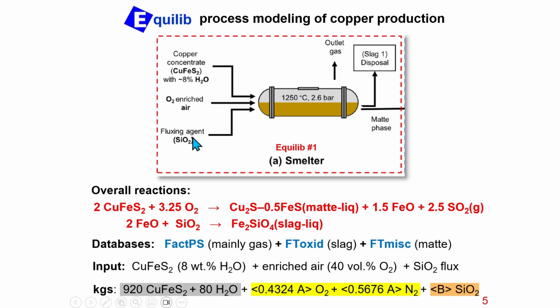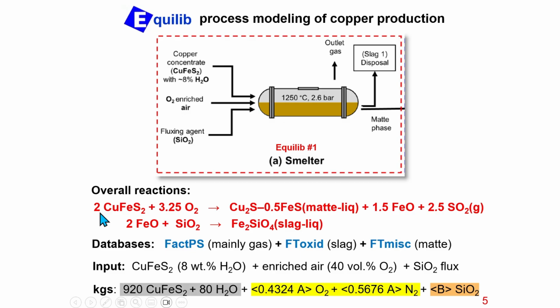So this is directly amenable to be simulated by Equilib. The overall reactions are basically the partial oxidation of the concentrate and the dissolution of iron oxide into the slag. So these are the overall reactions approximately. You don't need to know what they are to run the program, but this is just for your information.